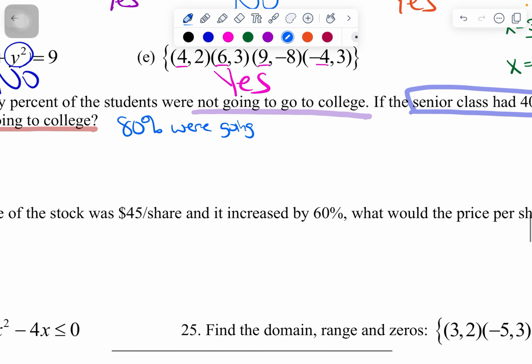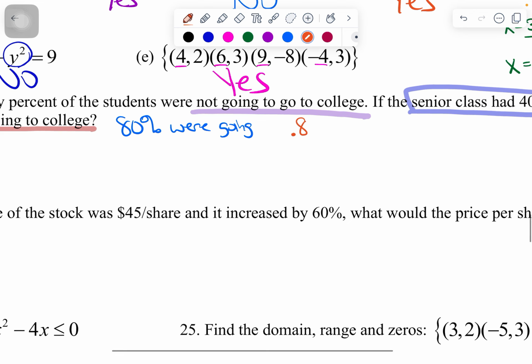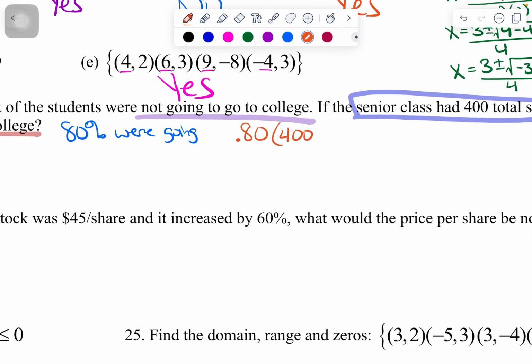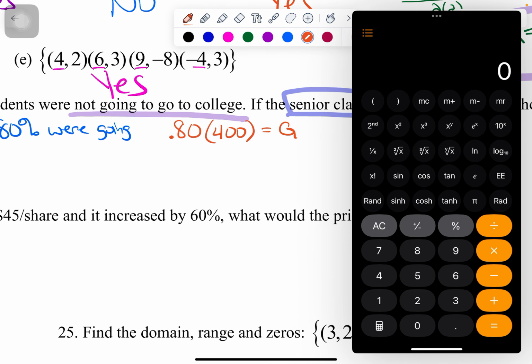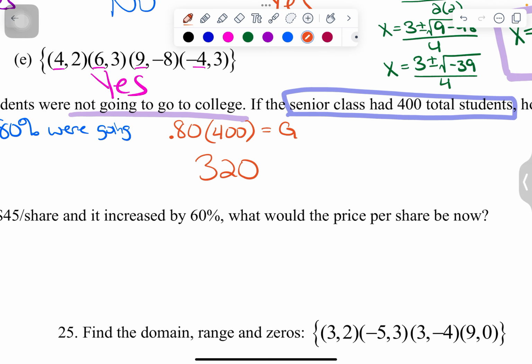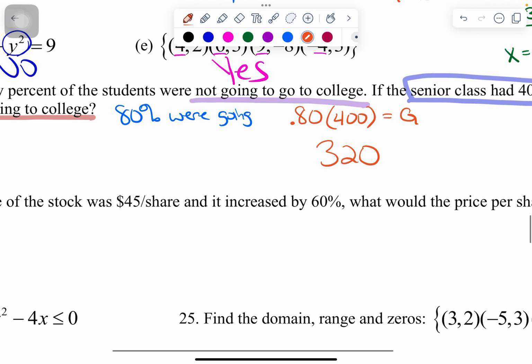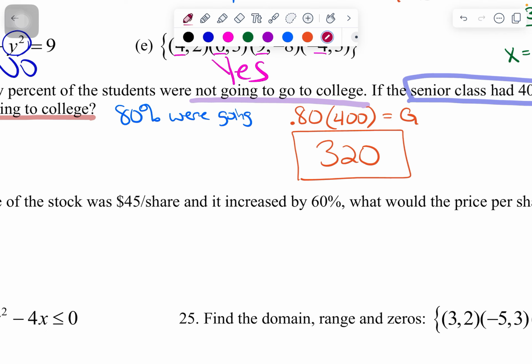What we're going to do for this one is percent times total equals part. The percent is 80%, so that's going to turn into 0.80. Then the total is 400, equals, and I'm going to use G for going. This is definitely a calculator question, so we're going to do 0.80 times 400. That's 320. There's only one question here, so only one answer: 320 seniors were going to college.